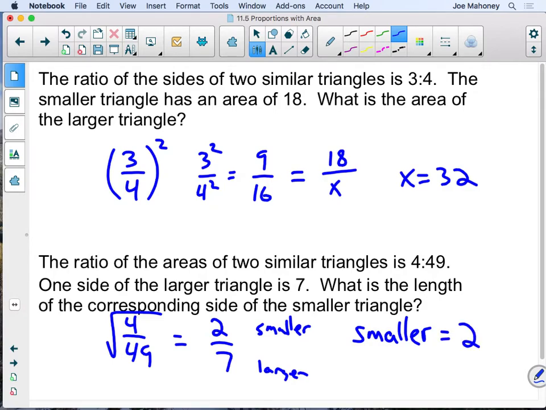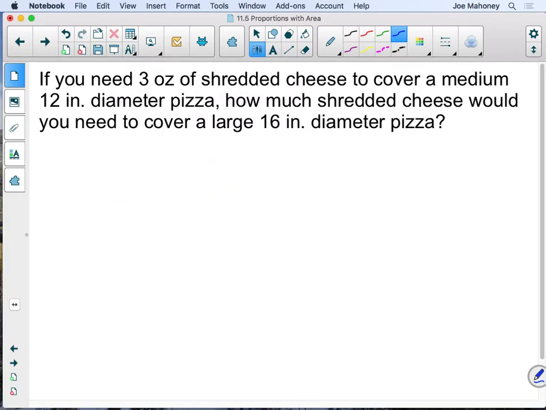So I know you're saying, where do people use this? Well, if you are a pizza maker and you're trying to figure out how much cheese to put on top of your 16-inch diameter pizza, and you know that 3 ounces cover a medium 12-inch diameter pizza, how much cheese would you need?